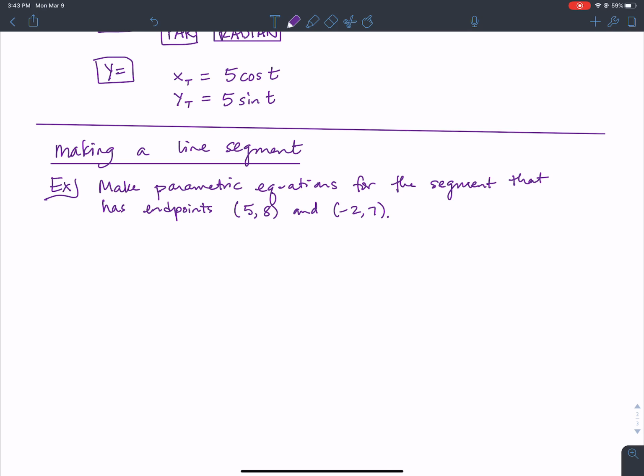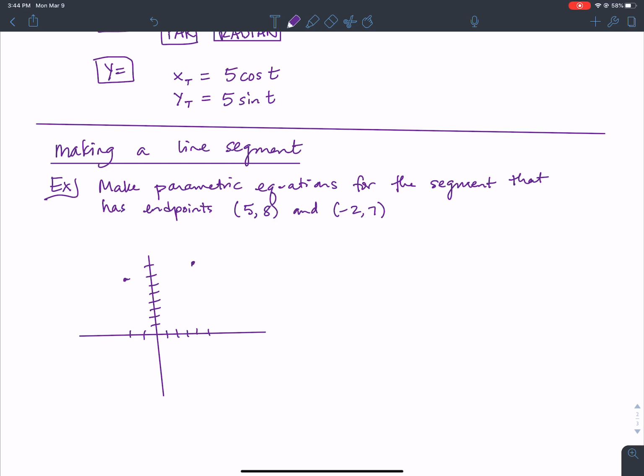Okay, so I want you to kind of think about this. (5, 8) and (-2, 7). It doesn't really matter which one is your first endpoint, which one's your second endpoint. So I just want you to kind of sketch. Doing a bad sketch. (-2, 7) and (5, 8). It's terrible. Let me try again. Down further. Okay, here's your segment.